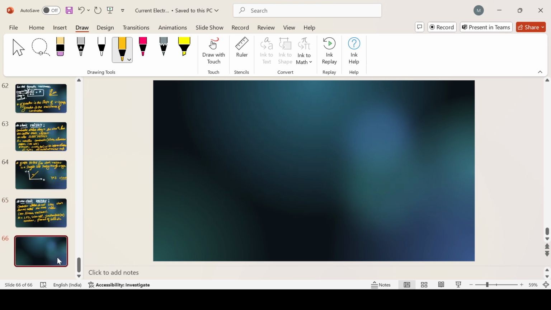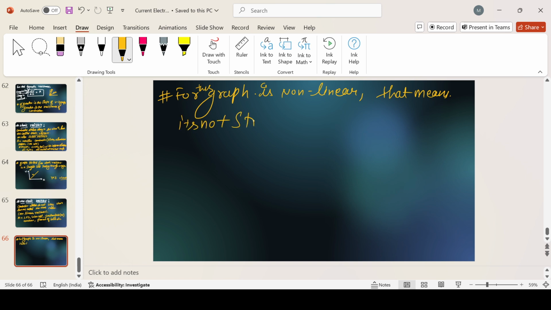Now let's move towards the graph of them. So for the graph, now it has been a straight or linear graph. For this graph, it is non-linear. Non-linear, that means what? It's not a straight line. So it can be anything. It can be a curve.